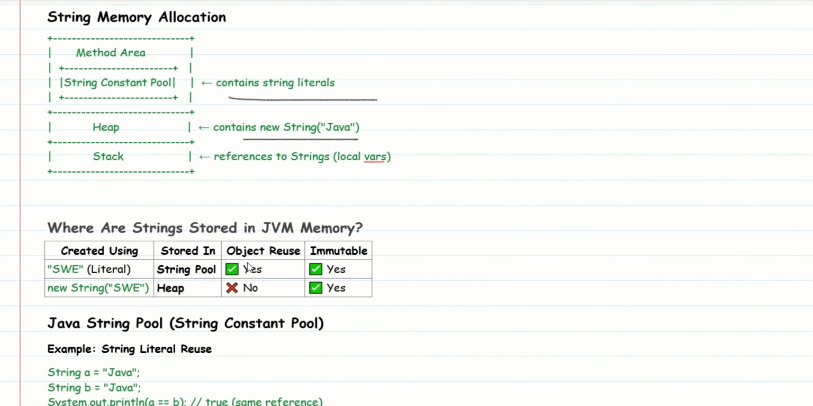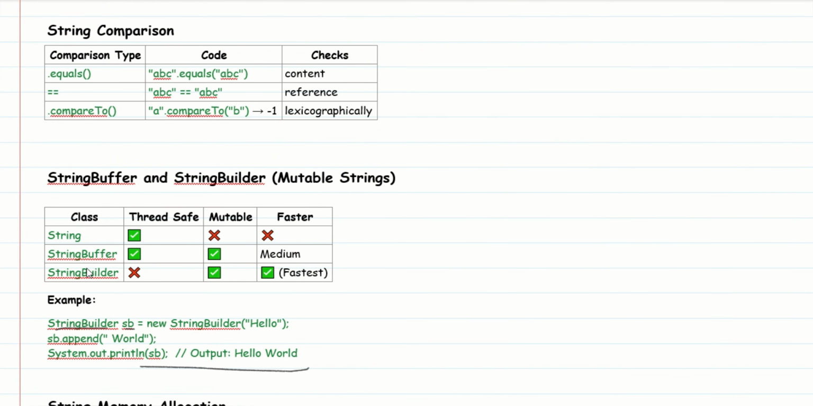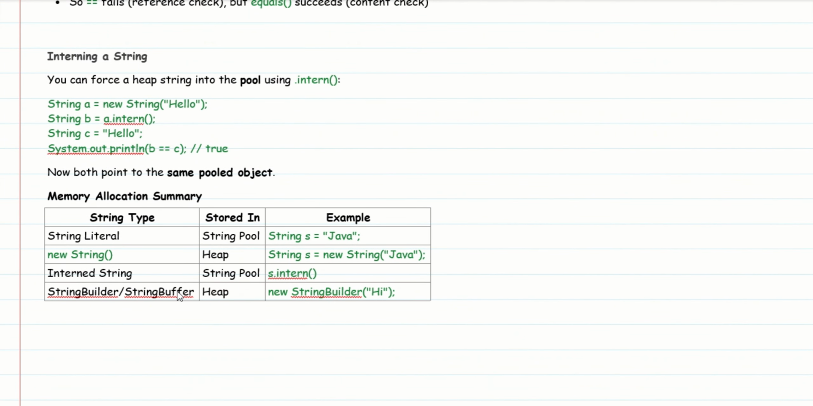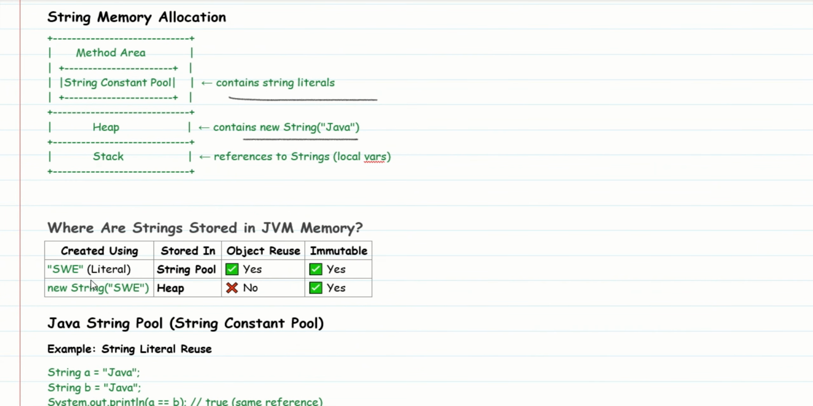So again, where strings are stored: when you create with a string literal, it's stored in the string pool, and with the new keyword, it's in heap. The same goes for StringBuffer and StringBuilder. When you create with StringBuffer or StringBuilder, it will be stored in heap. And if you go with a literal, it will be stored in the string pool.